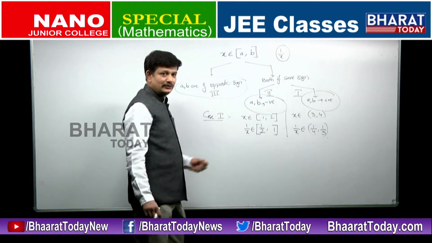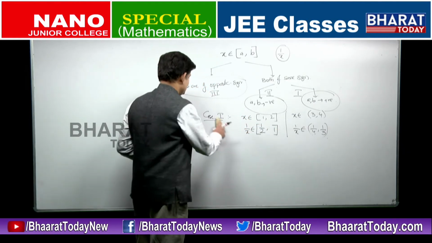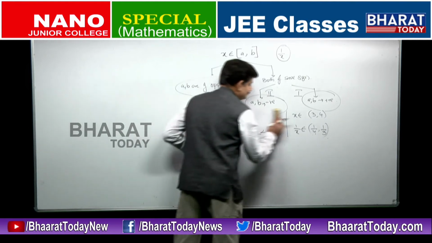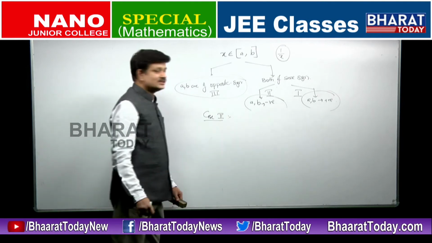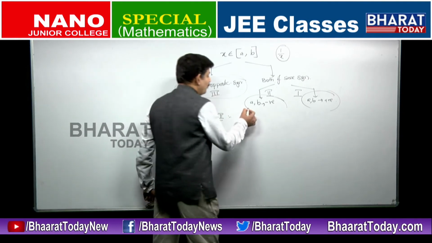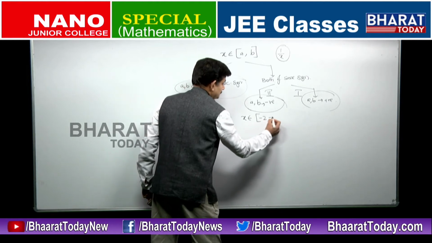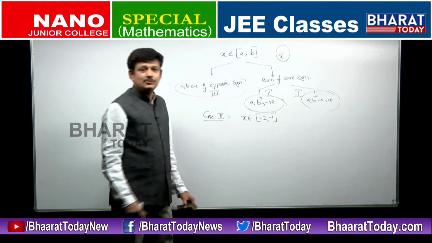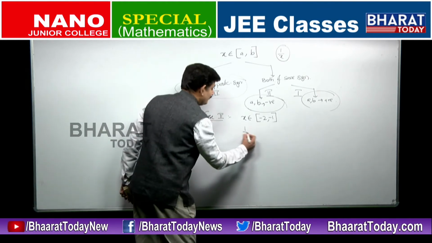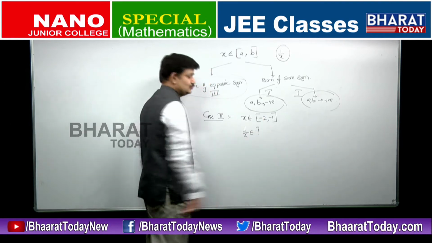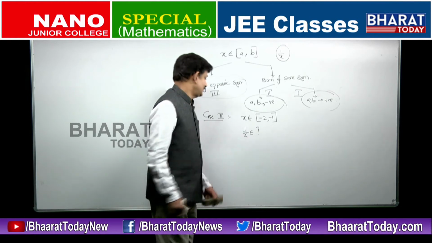So case 1, is it clear to you? When the numbers are positive, 1 by x you will write just by interchanging the positions. So let us look at case 2 now. What is case 2? In this, both the numbers are negative. So how will it look in an example? x belongs to minus 2 to minus 1. Then where will 1 by x belong? This will be a simple question.